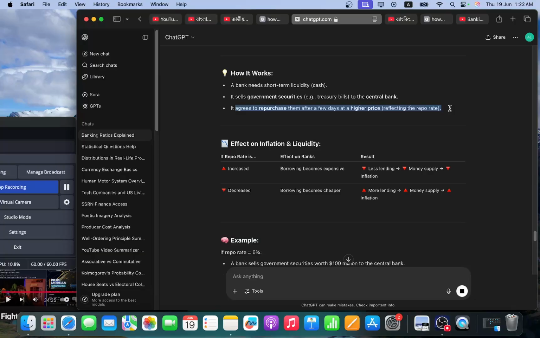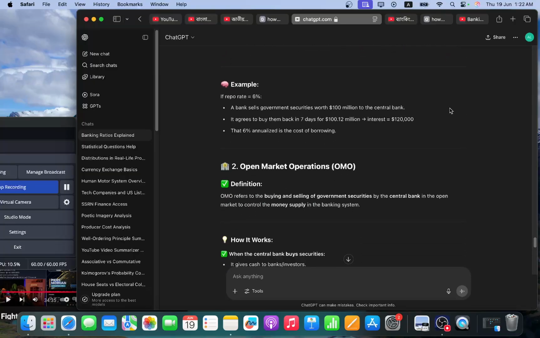Effect on inflation and liquidity. If the repo rate is increased, borrowing becomes expensive. Result: less lending and money supply, and it reduces inflation. If the repo rate is decreased, borrowing becomes cheaper, more lending, and so on. Example: repo rate 6%.